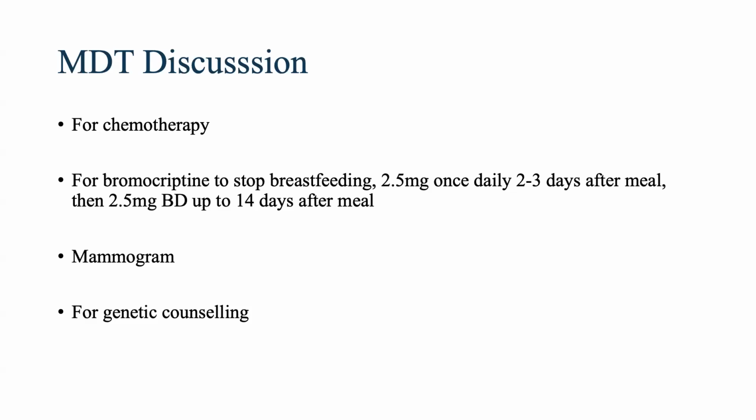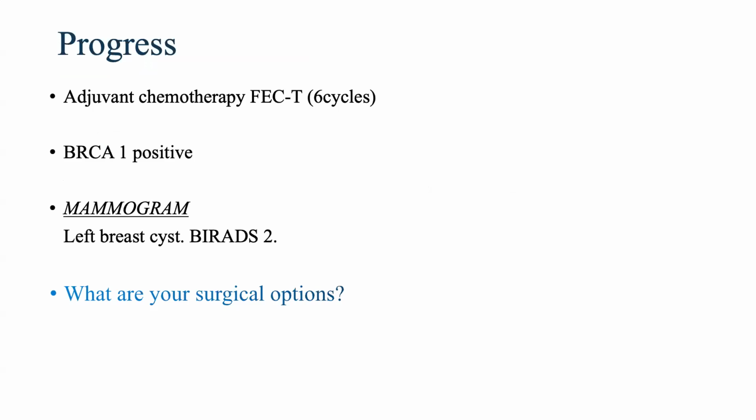So of course we ask for a chemotherapy, mammogram, and mammogram. Next. And then she underwent chemo, and then her genetic testing came back BRCA1 positive. Mammogram was just left breast cyst. So what are the surgical options? Patient had chemotherapy, patient had local excision done. So the surgery is not completed yet. So what are your thoughts?